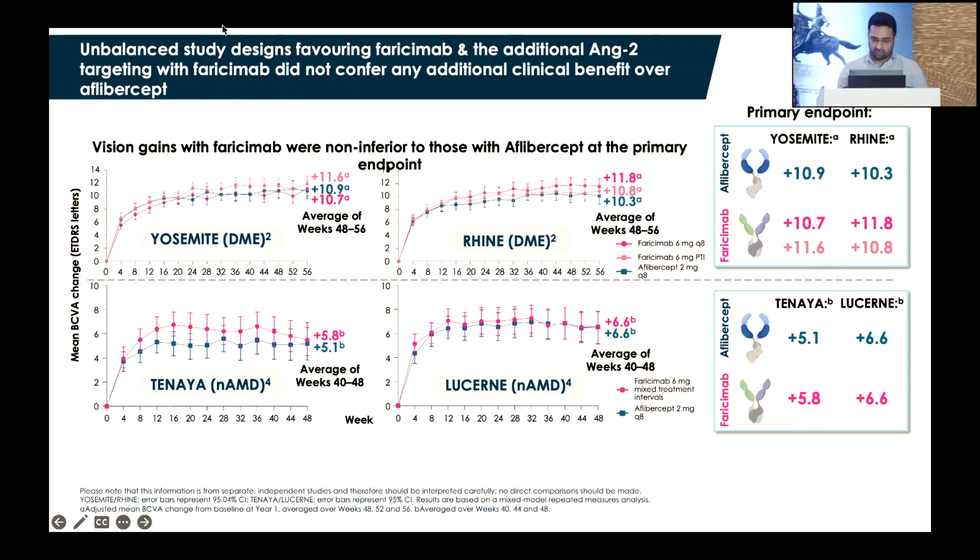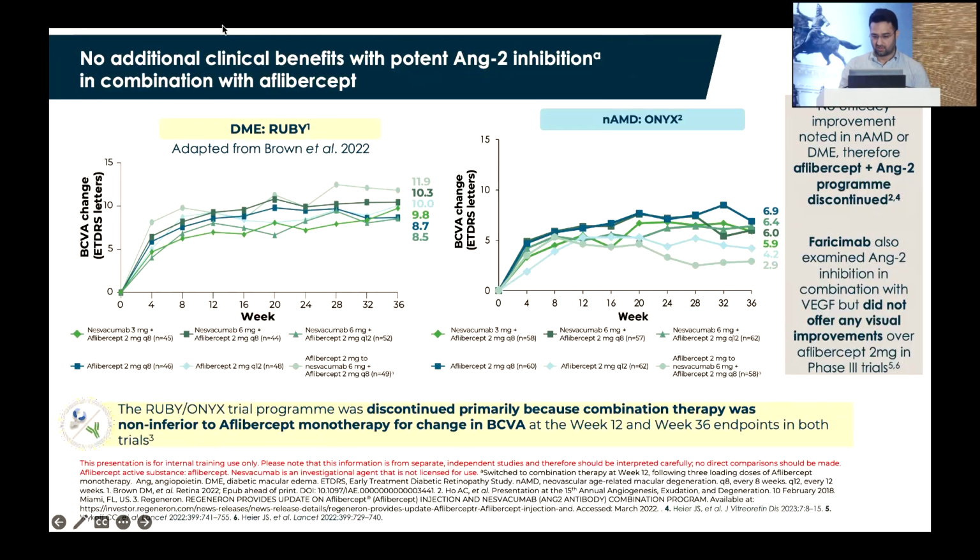Now the studies. You see, this trial was a superiority trial. The trials you are quoting, Ruby and Onyx, are superiority trials, not non-inferiority trials. So there's a difference between all the trials; whatever we have quoted, misquoted, are non-inferiority trials, and this Ruby and Onyx was superior. They wanted to see that maybe this is superior. There is a big difference between the two. So the ultimate outcome was that it was non-inferior to the monotherapy.